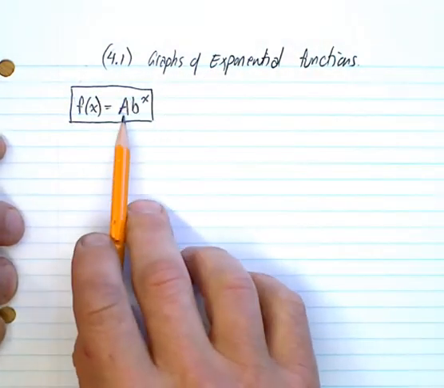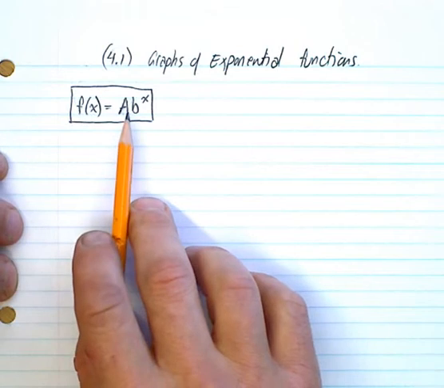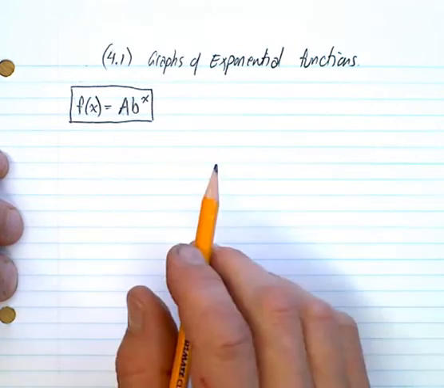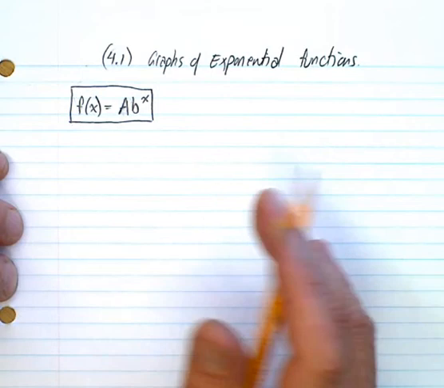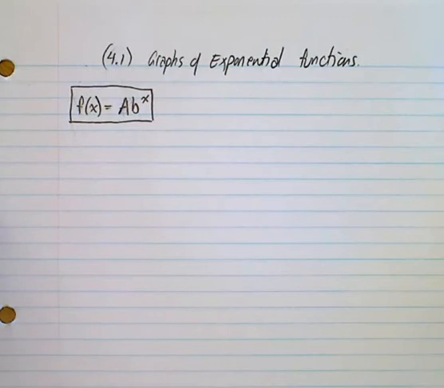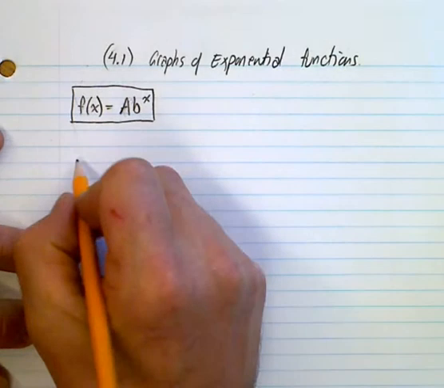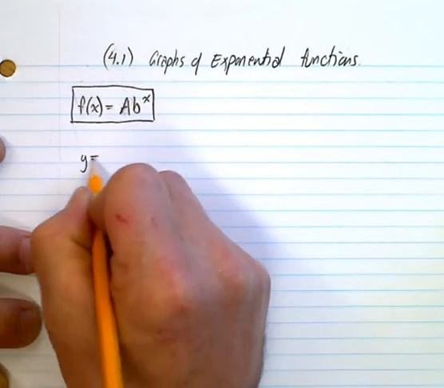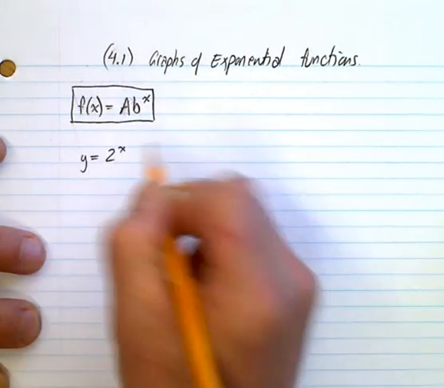Now we know that the a at the front here often changes the shape of our graph, and the base will change a little bit too here, and so we're going to look at all the different permutations. Well, not all of the different ones, but a bunch of different ones. Okay, so the first thing I actually want to look at is let's pick a simple base of 2 to the power of x.